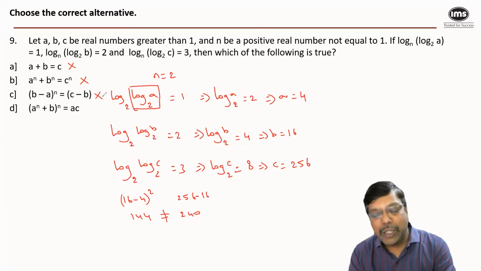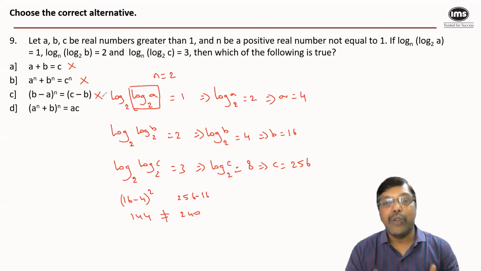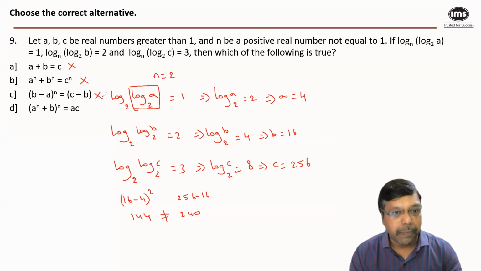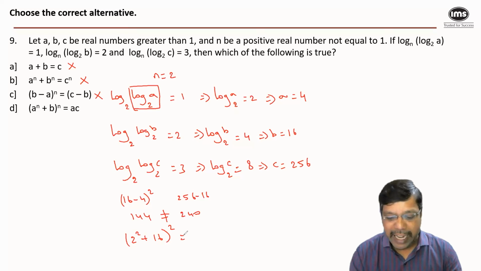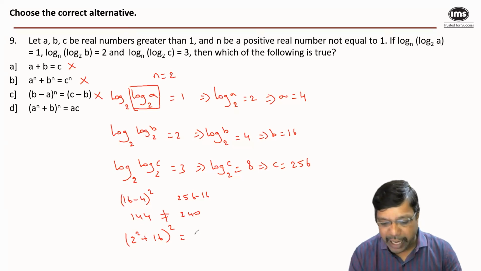So the moment we eliminate 3 answer choices, obviously the remaining one will be the correct choice. But just to be on the safe side, you can verify whether the expression in the left out option holds true or not. Now a power n, which is 2 square, plus b, that is 16 whole square, is equal to a into c. Now a is equal to 4, and c is 256.